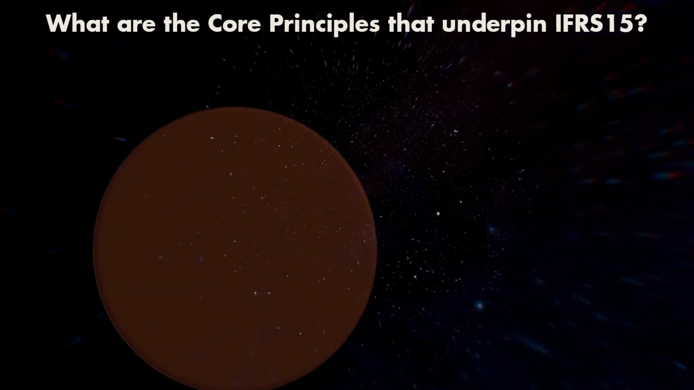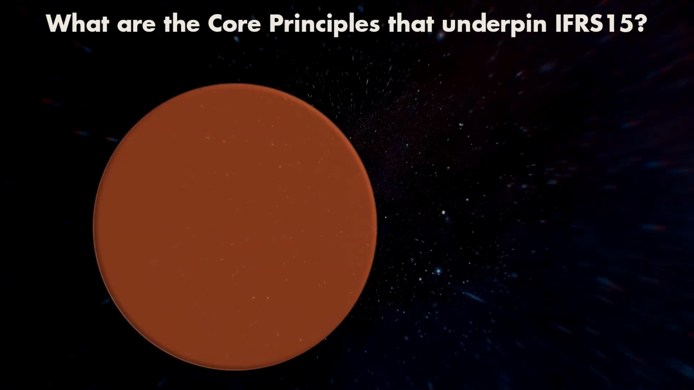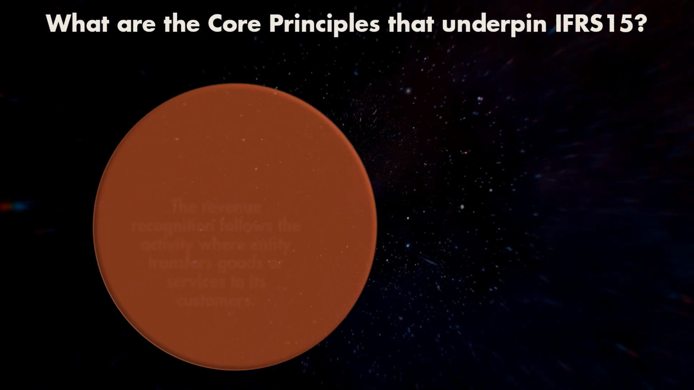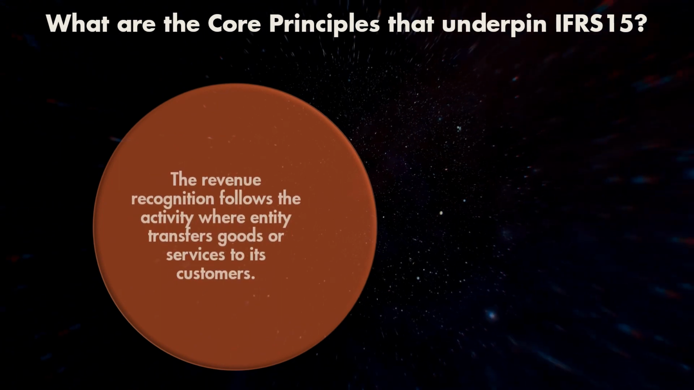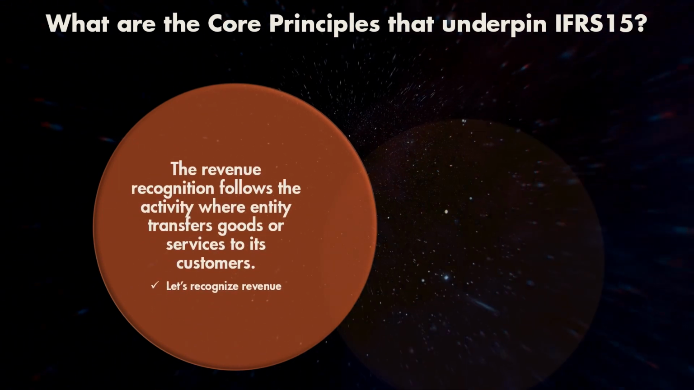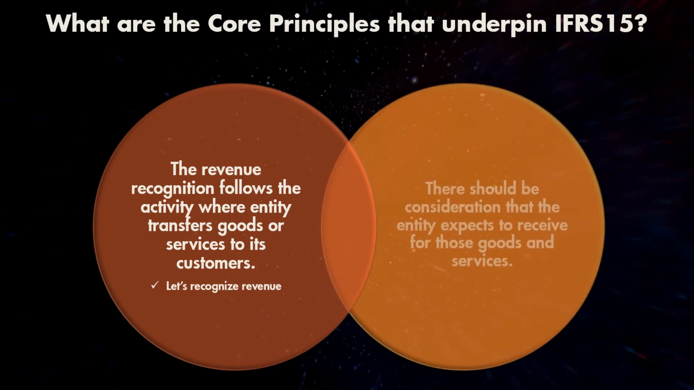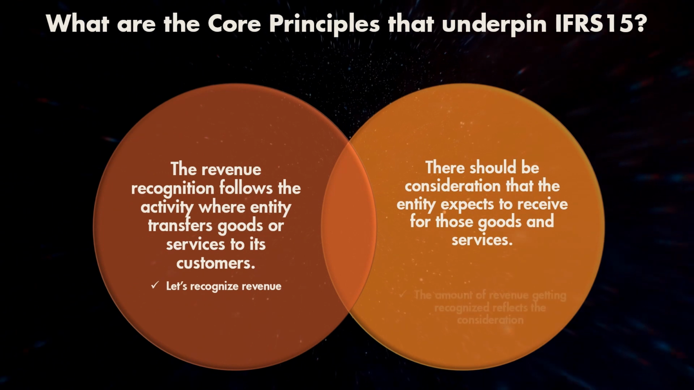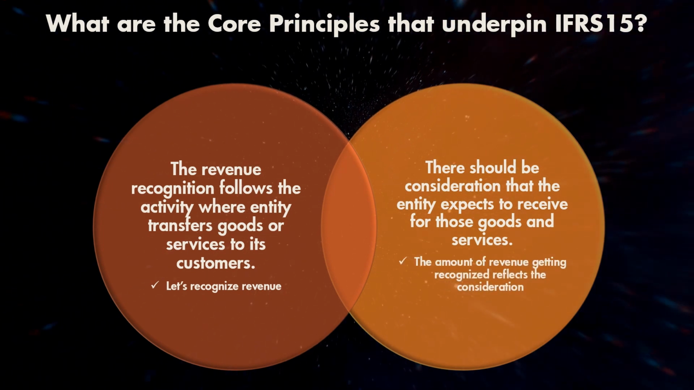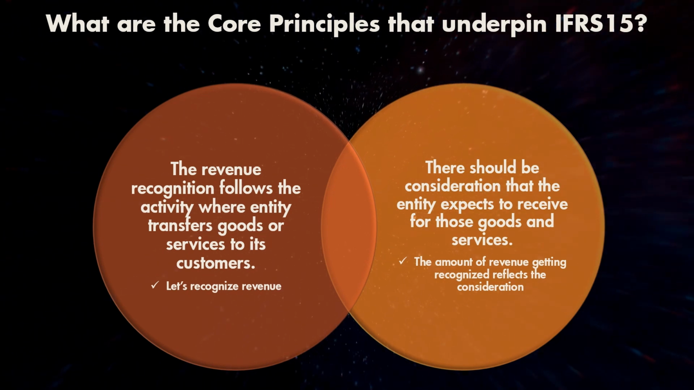The core principle creating a backbone for the standard IFRS 15 involves recognizing revenue as and when an entity transfers goods or services to its customer, and the amount of revenue recognized reflects the consideration the entity expects to receive for those goods and services. This principle is achieved through a five-step approach that must be followed in order to recognize revenue.